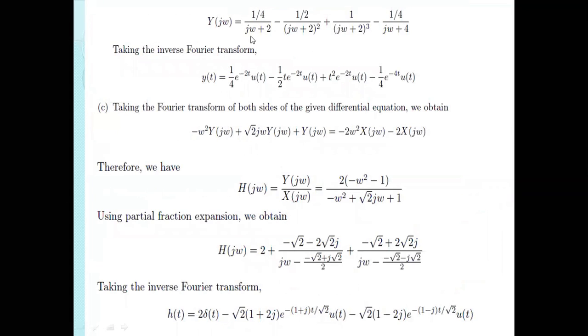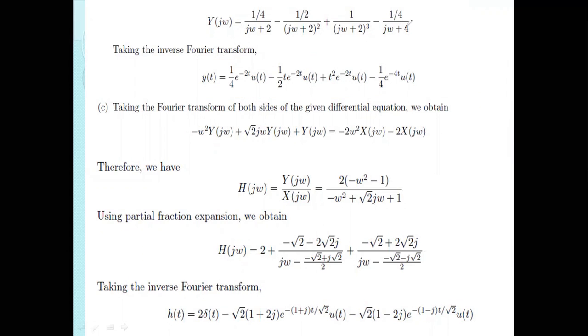So here, 1 by (j omega plus 2), A will get 1 by 4, and B is minus 1 by 2 (j omega plus 2) whole square, and C is 1, and D is 1 by 4, minus 1 by 4. Apply here: 1 by 4, e power minus 2t into mu of t, and a square is there, e power minus 2t into mu of t, multiplied with t. And cube means t square by 2 factorial, so you'll get t square by 2, e power minus 2t mu of t, and minus 1 by 4 into e power minus 4t into mu of t.